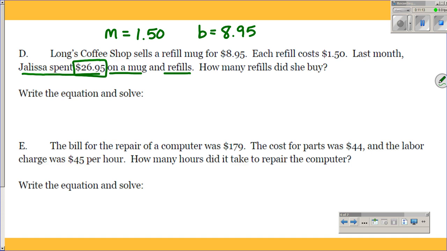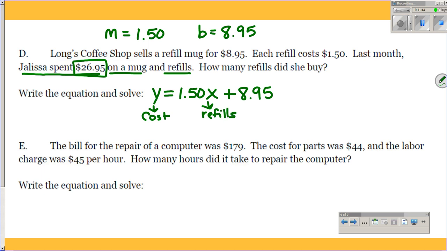Okay, now we're going to write the equation. We're going to use our slope and our y-intercept. So the equation is y equals $1.50 times x. X is going to represent the number of refills, plus the fee we pay for the mug, the $8.95. Once you've developed your equation, notice they're giving us the total cost. Y is the total cost, and x is the number of refills.